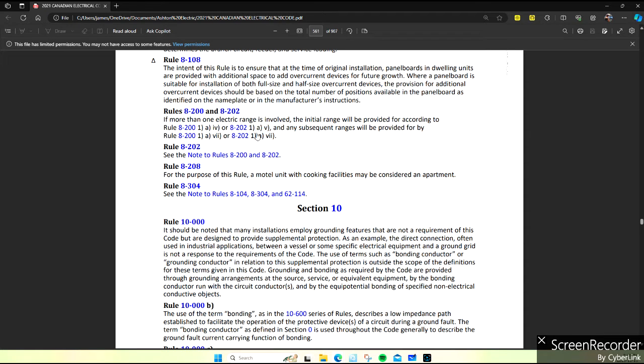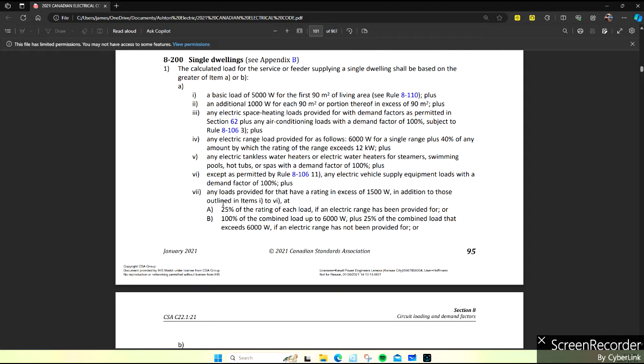Okay? And then I also want to point out this appendix here. So it talks about what if you have more than one electric range. And if you think about maybe somebody's got like a little nook in the basement and they got a stove in the basement as well. So how do you apply that? Right? And it says down here, if more than one electric range is involved, the initial range will be provided for according to 8200, and then any additional ranges will be provided for by rules 8200, and basically goes to item 1A7, which says at 25%. All right, so it's this guy here.